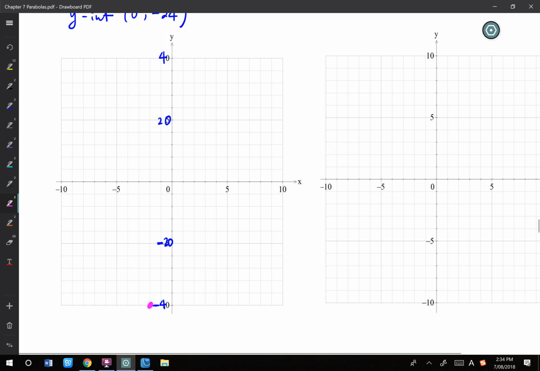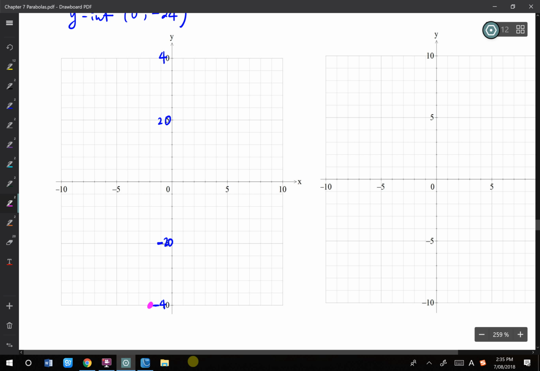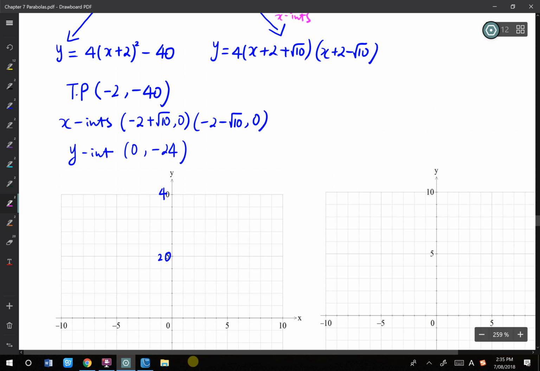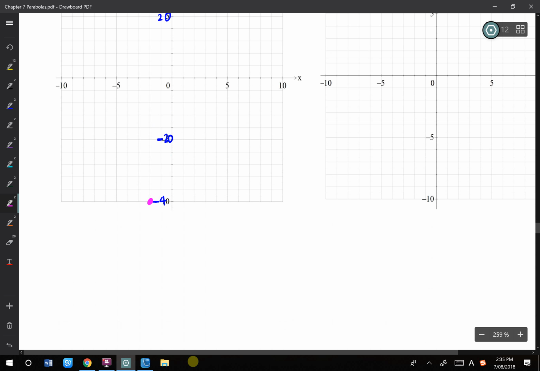And each box in vertical is 5. Okay, it's 4. 1, 2, 3, 4, 5. Okay, each one is a 4. And then I have negative 24 on this point here. 0, negative 24, exactly on the 6th box. That's negative 2, negative 40.